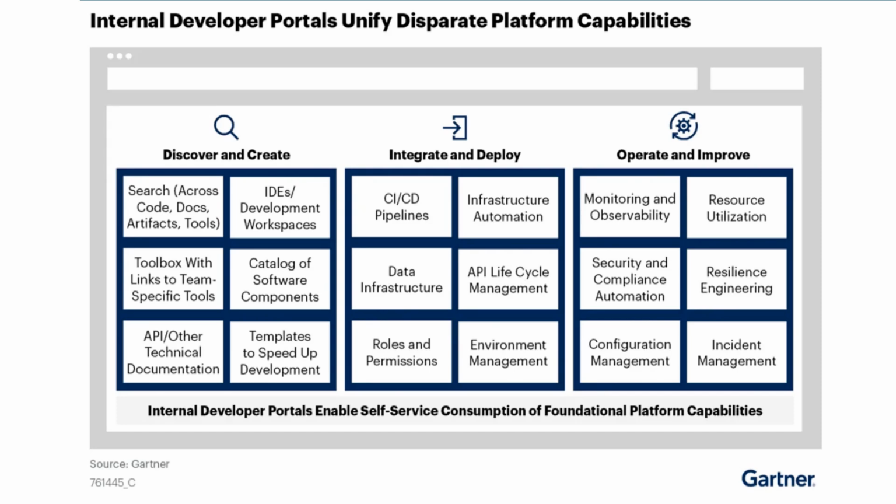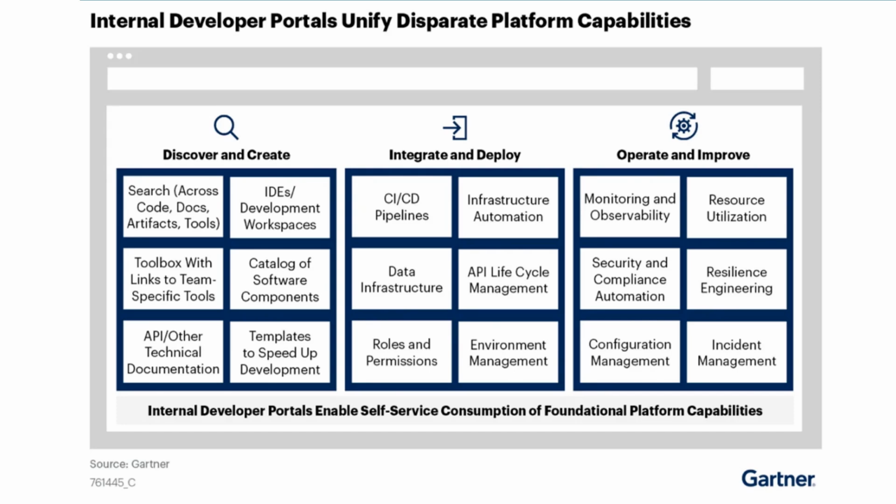Moving to the integrate and deploy stage, the IDP can provide CI/CD pipelines, infrastructure automation, etc. These capabilities ensure that code changes are seamlessly integrated and deployed, reducing the risk of errors and speeding up the delivery process. Finally, in the operate and improve stage, the IDP can offer monitoring, logging, and other capabilities that help maintain the health of applications in production and provide valuable insights for continuous improvement.